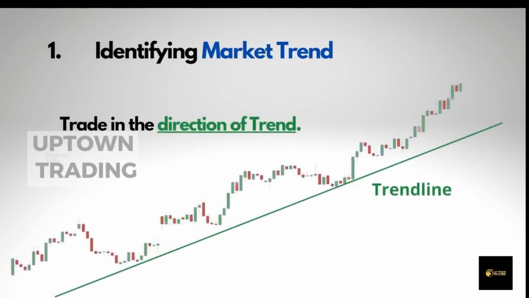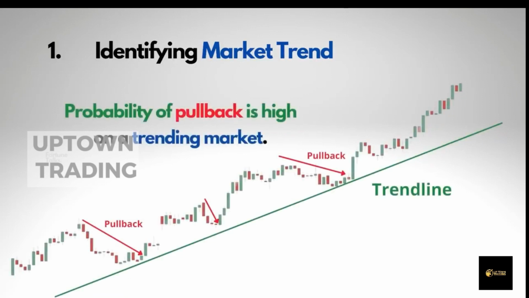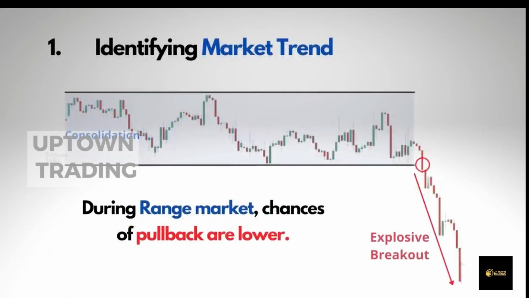And more importantly, make sure to trade in the direction of the trend and not go against it. Now, I'm not saying that there won't be any pullback opportunities if the market is not trending or if the market is in a range, but instead the probability of getting a pullback setup is higher when there is trending price action. And more often than not, during a range or consolidated price action, the market tends to give explosive breakouts where the chances for pullbacks are lower due to increased interest and participation by the market participants.